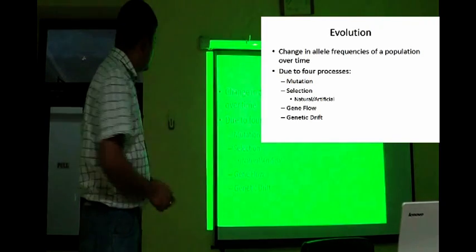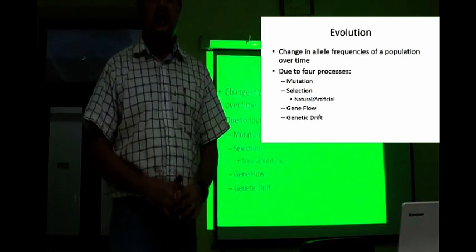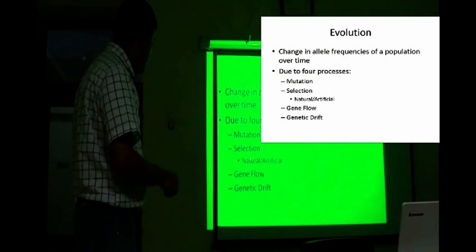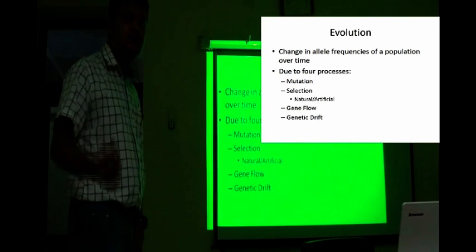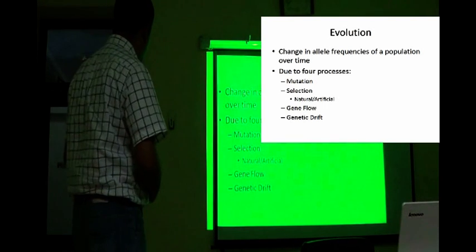Is that clear? So, this is due to 4 processes. These 4 are the core processes driving molecular evolution. Mutation is 1. Then selection, that could be natural selection, the natural selection of Charles Darwin that we are going to illustrate in forthcoming lectures.